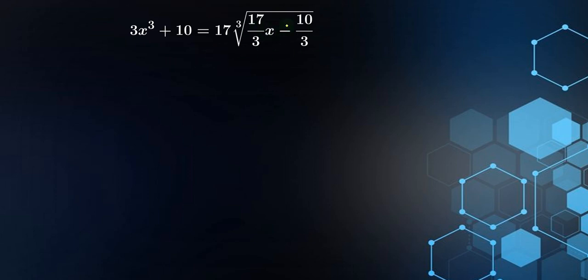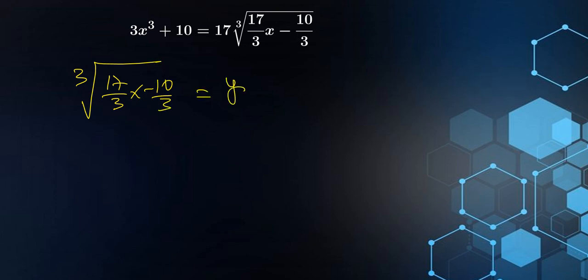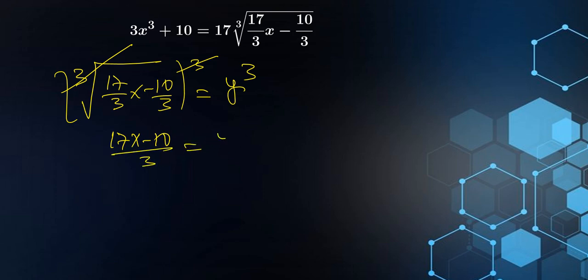So I'm going to make a substitution here, guys, to solve this problem. I'm going to say cubic root of 17 over 3x minus 10 over 3 is equal to y. If this is equal to y and I take both sides to the power of 3, this one will go with this. So common denominator here, this is 17x minus 10 over 3, and then this is equal to y to the 3. So I have that this is 17x minus 10 equals 3y to the 3.